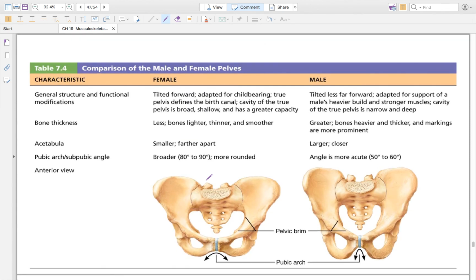Okay, now comparing the male and female pelvis, of course, what's happening here is that the pubic arch is significantly different. It's significantly different because of the fact that female bodies were adapted for childbearing. Therefore, the cavity in the pelvis is more shallow. So basically the arch is more rounded and it's less of an angle. And then the male pelvis has a higher arch or a greater angle.